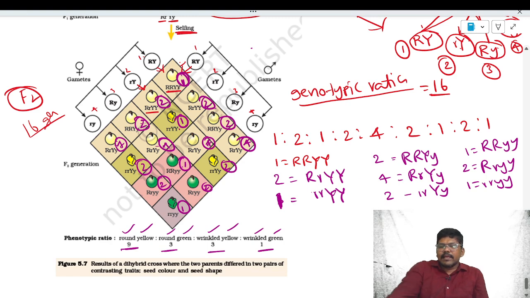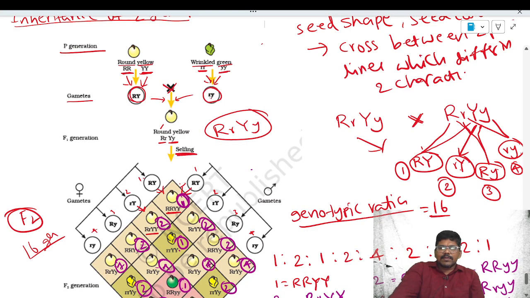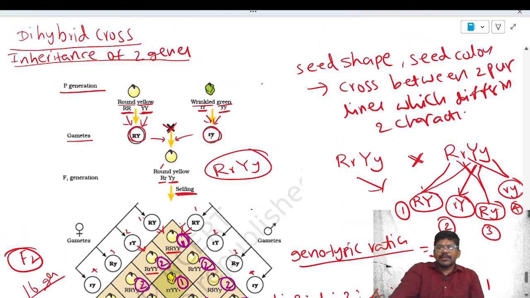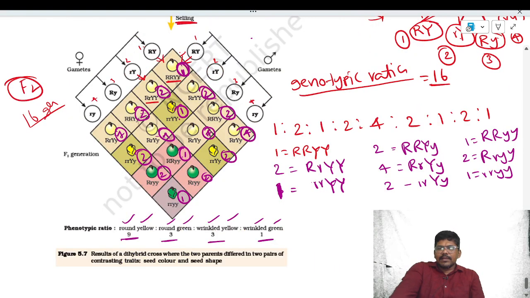That is about the dihybrid cross of Mendel. After the dihybrid cross experiment, he identified the law of independent assortment. In the next class, we will see what the law of independent assortment is.